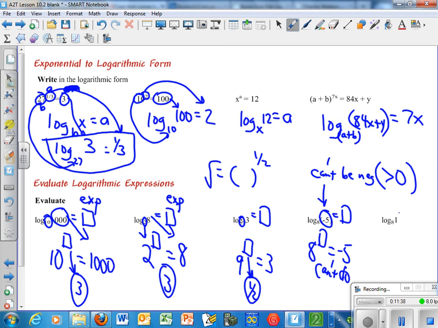Over here, log of 1 in base 8. 8 to what power is equal to 1? Now you have to do a little thinking here. Anything to the 0 power is 1, so the answer here would be 0. The exponent on 8 would be 0 to get 1.